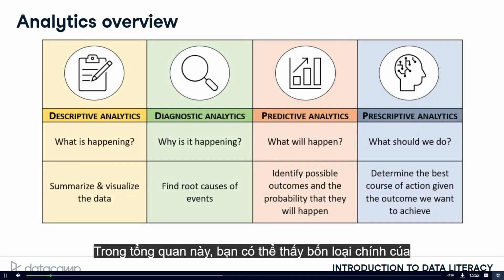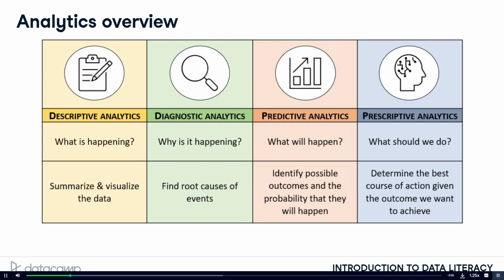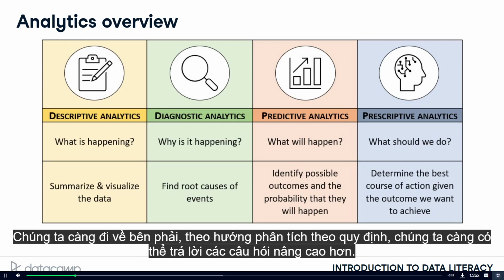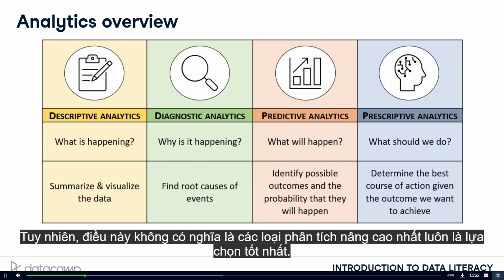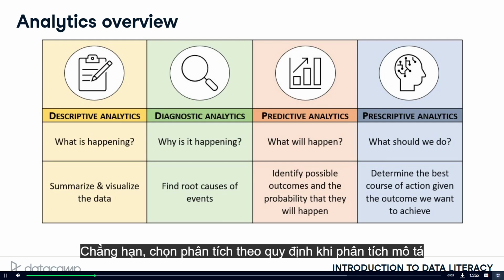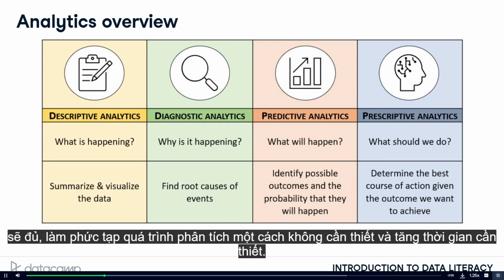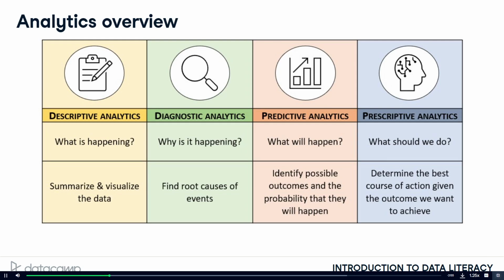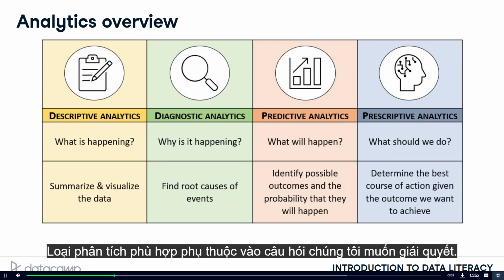In this overview, you can see the 4 main types of analytics: descriptive, diagnostic, predictive, and prescriptive analytics. Each type of analytics has its own main focus. The more we go to the right, towards prescriptive analytics, the more advanced questions we can answer. However, this does not mean that the most advanced analytics types are always the best choice. For instance, choosing prescriptive analytics when descriptive analytics would suffice needlessly complicates the analysis and increases the time it takes. The suitable type of analytics depends on the question we want to solve.